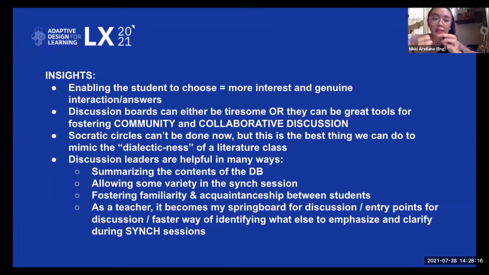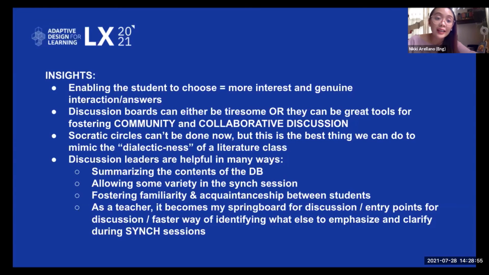And about the discussion leaders, what I really like and have realized is that not only do they summarize the contents of the discussion board, but it allows some variety in the synchronous session as well. The synchronous session is few, once a week only, so I figured I have to make it meaningful and as interactive as possible, and I hope it's not just me who appears in the synchronous session.